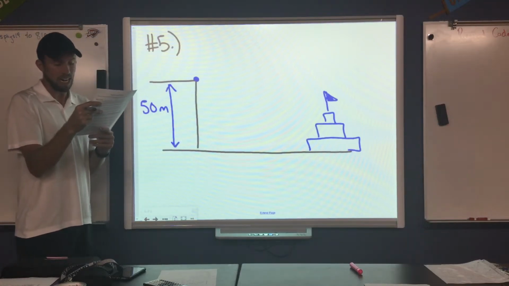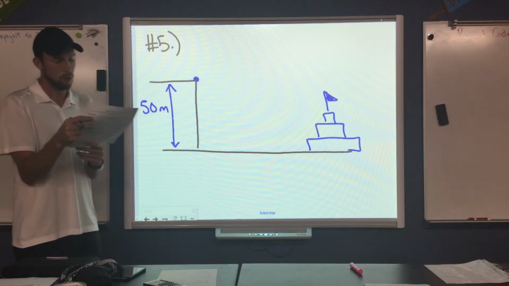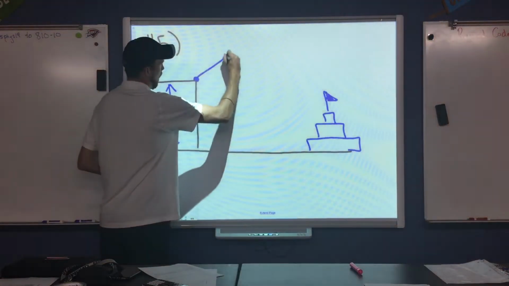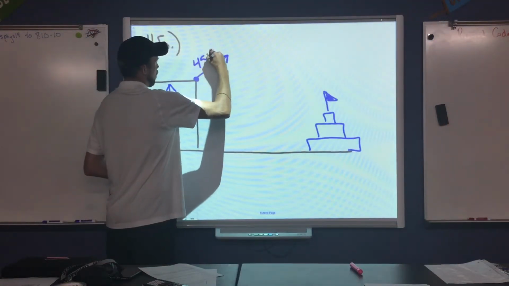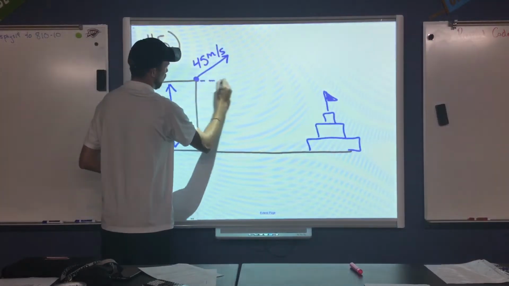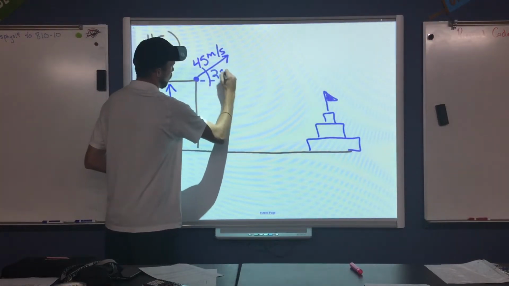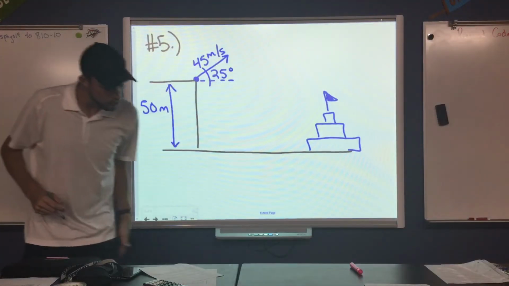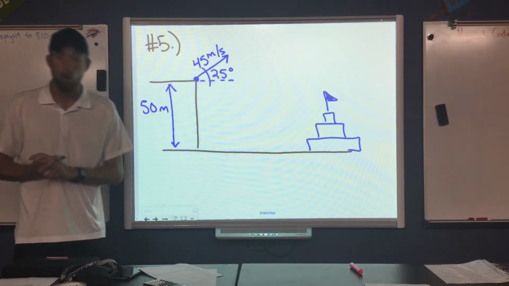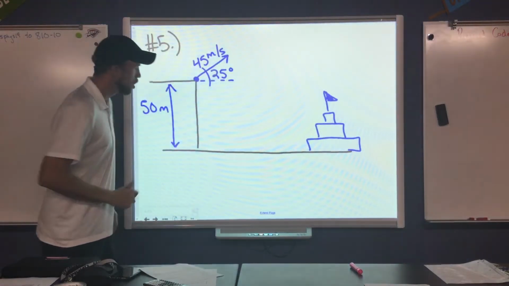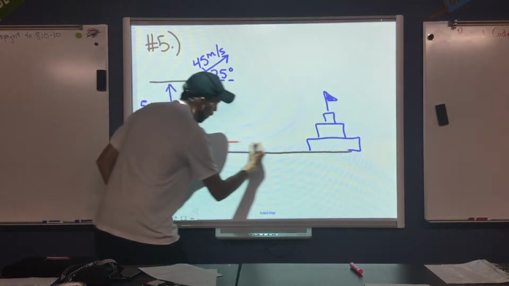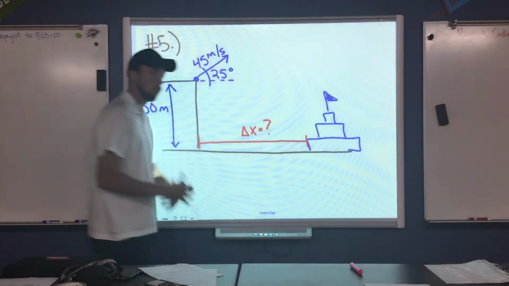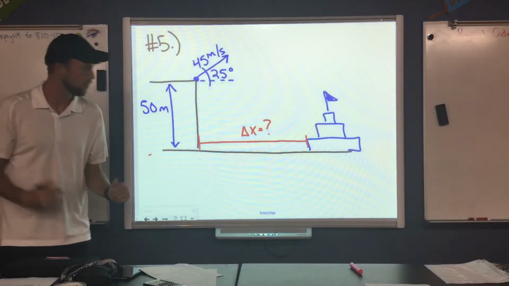If you are launching projectiles at an angle of 25 degrees above the horizontal with a velocity of 45 meters per second, so that means we're launching at 45 meters per second at an angle of 25 degrees above the horizontal, which just means above the main level of the ground. How far away is the castle if your projectile hits the castle? So we're looking for how far away our castle would be. How far in the world of physics means solve for delta x.